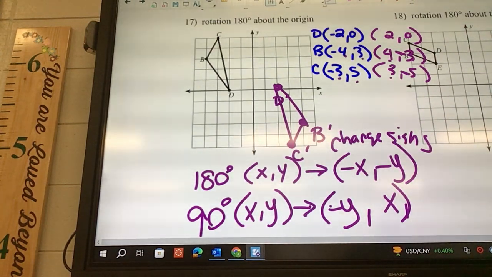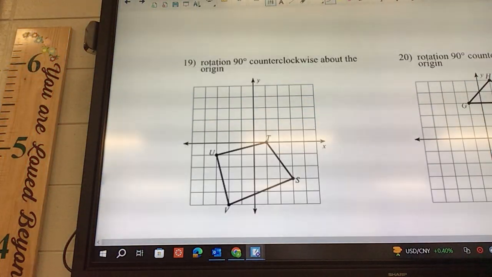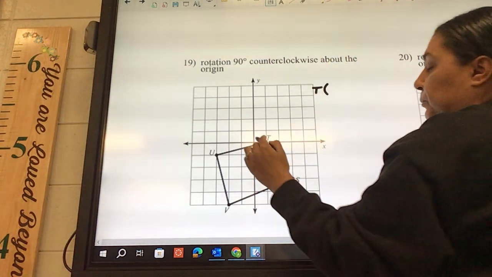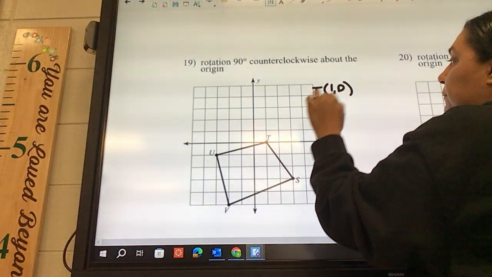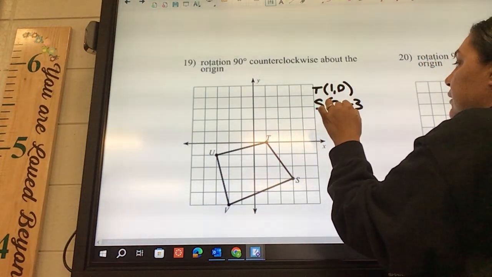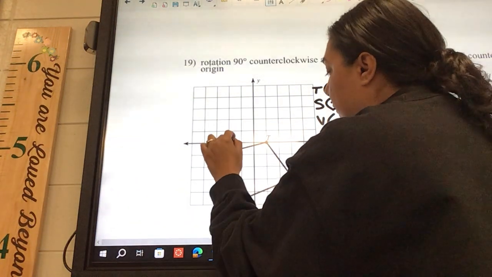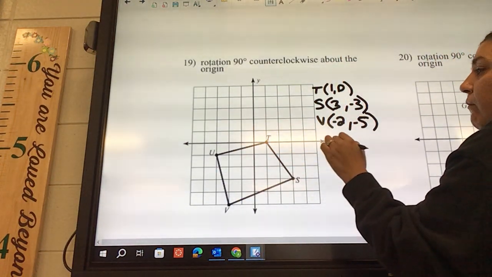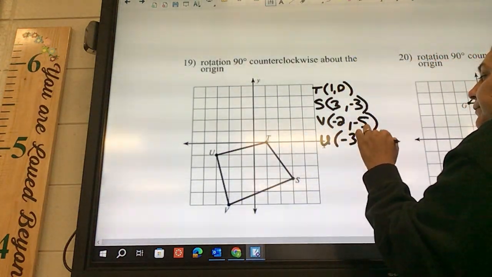We got 3 left. Okay, 19, our very first step, we're going to find all the coordinates. T is going to be right 1, up 0. F is going to be 1, 2, 3, down 3, so 3, -3. V is going to be left 2, so -2, down 5. And U is going to be left 3, down 1. So -3, -1.